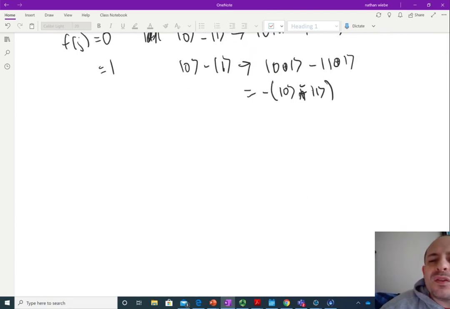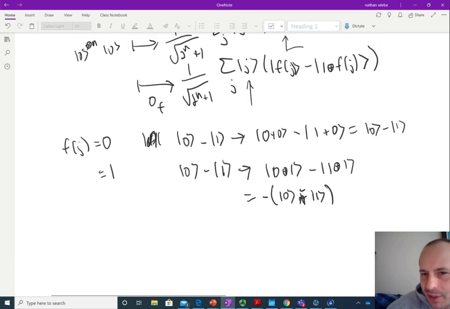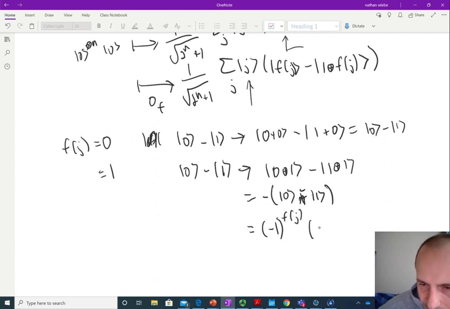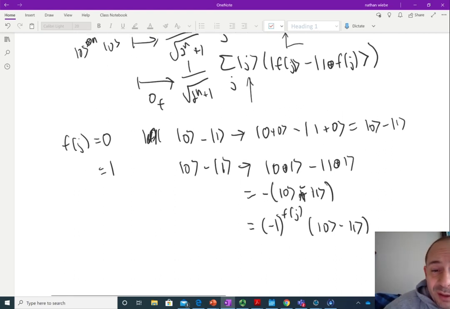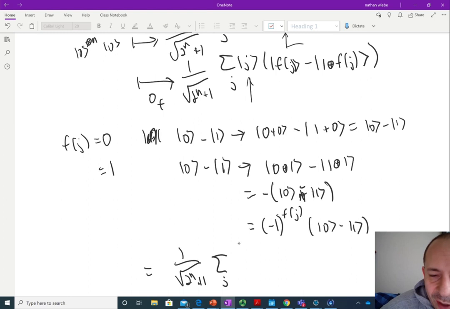So this is what we end up getting. And so if we note this, this is equal to negative 1 to the f of j, 0 minus 1. And so now we don't even need a piecewise statement to be able to do this. We can end up rewriting this sum using this observation as a sum over j, negative 1 to the f of j, times 0 minus 1.